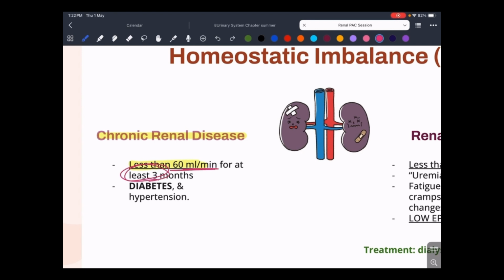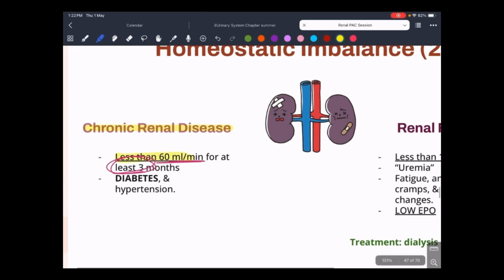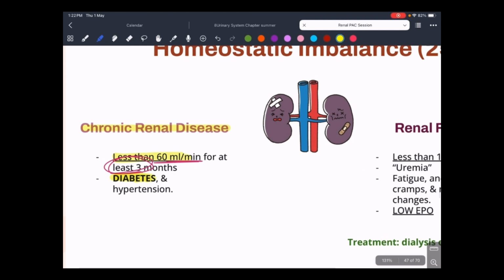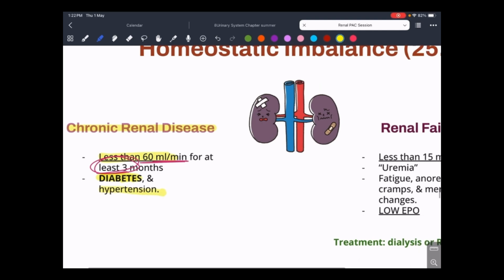At least. Okay? And the big thing you remember here is diabetes. Diabetes messes up almost everything in the body, unfortunately. And one of them is the kidneys. It affects the kidneys to a very great extent. And so yeah, remember this for chronic renal disease. It is one of the biggest causes of chronic renal disease. Of course, closely after it is hypertension.